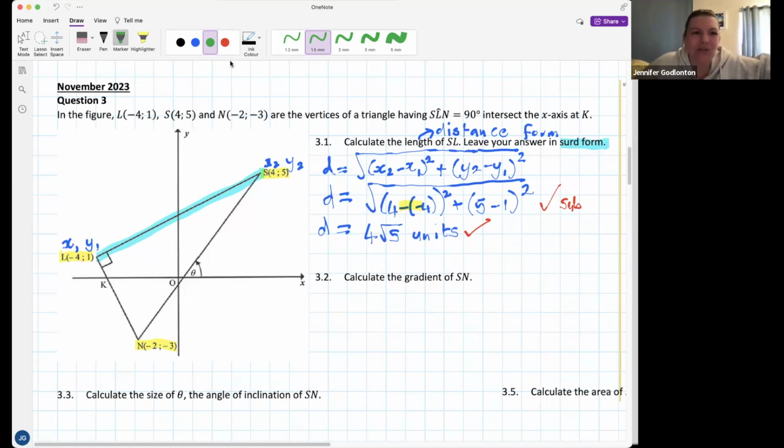3.2, calculate the gradient. Ooh, now I'm getting into spicy questions. The gradient of Sn. Okay, so let's have a look at Sn. This is our line Sn over here. What is the formula to work out the gradient of a line? Come on, my little brain buffs. I know you know. Let's just rip off the Band-Aid and give it a try.